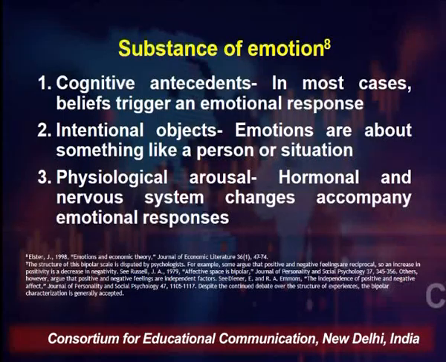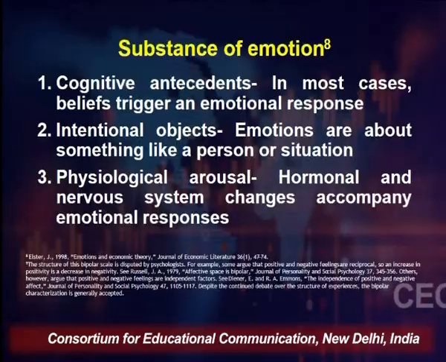Let's talk about the substance of emotions. The six key substances of emotion were given by Elster. Number one is cognitive antecedent. In most cases, beliefs trigger an emotional response. For example, you are being hit. Another driver has just crossed the red light, and he was about to hit you. Now your belief triggered an emotional response that since the driver was reckless and careless about the rules, he almost drove into you and hit you.